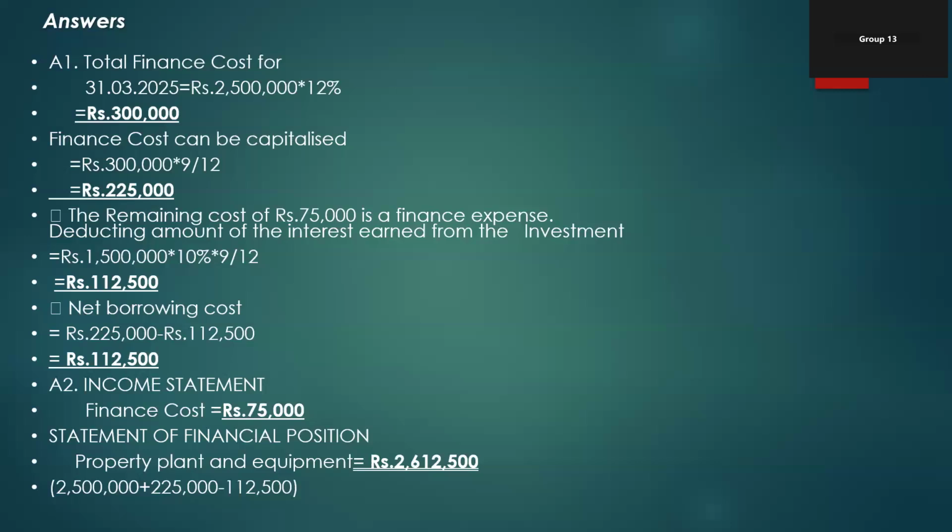Next, we deduct the amount of interest earned from the investment. The company has deposited funds at the bank as an investment at 10% per annum. That should also only be taken for 9 months, for the same reason. So 15 lakhs is multiplied by 10% and then by 9 months and divided by 12. So the interest earned from the investment is 1,12,500 rupees.